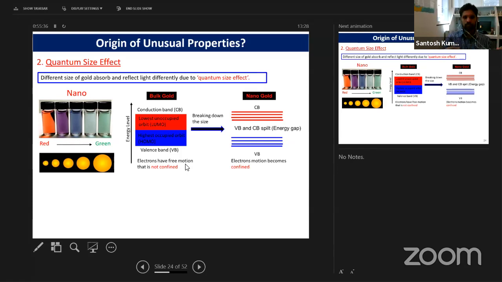They are roaming around. So when you break down these metal particles into smaller and smaller particles, there is a splitting of these energy levels. Why do the energy levels split?